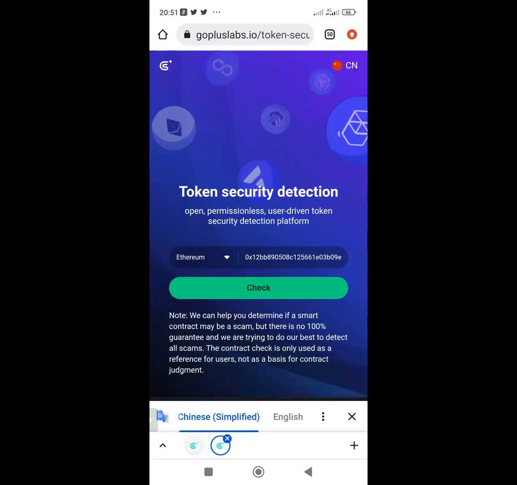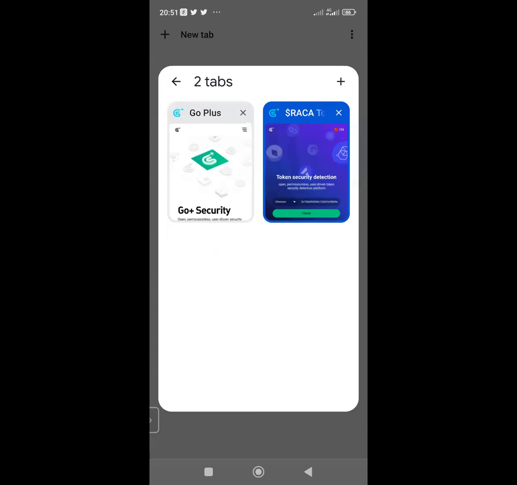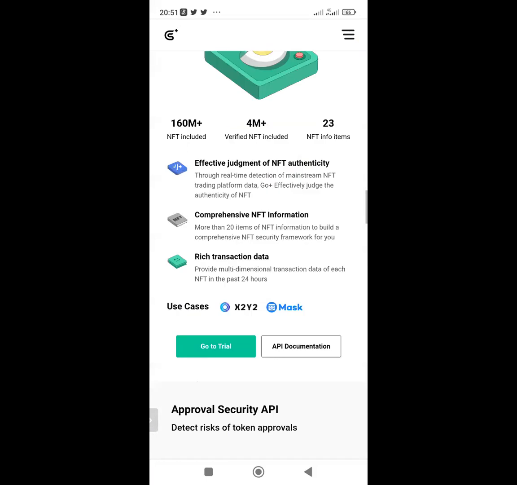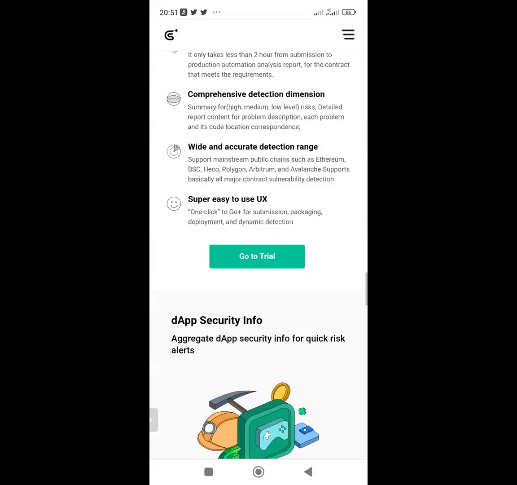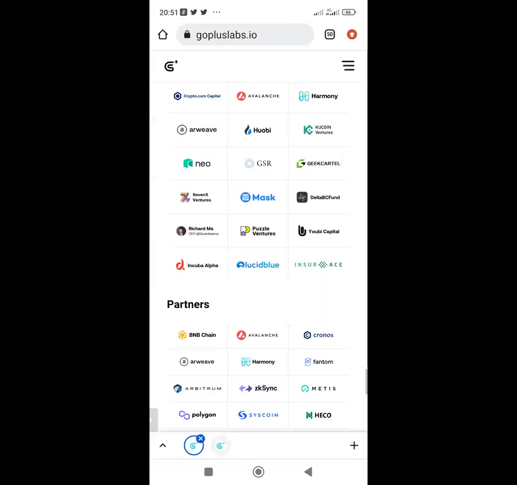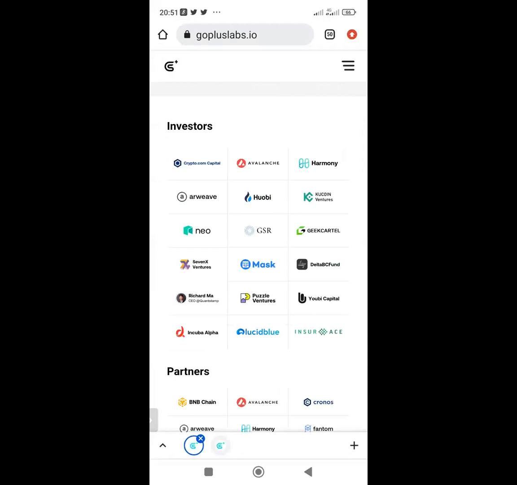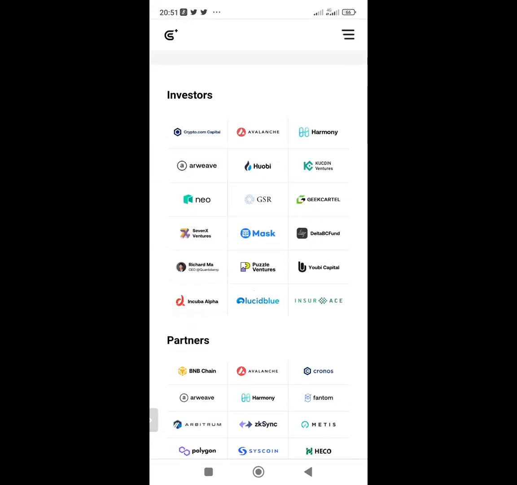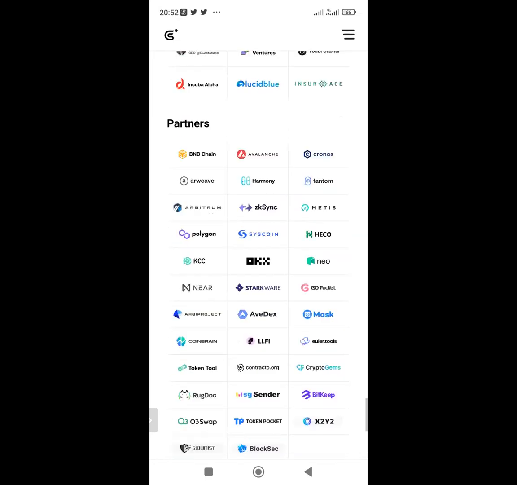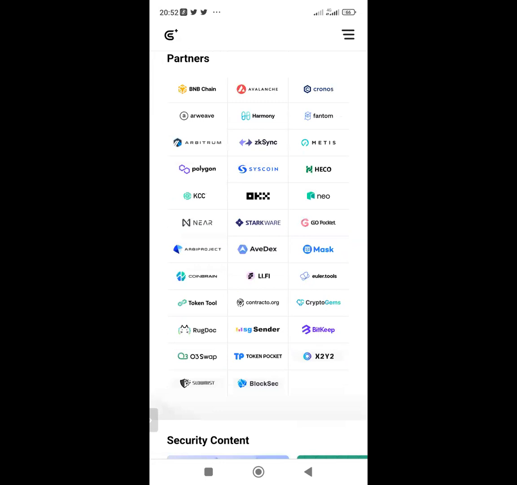You can see their partners. Look at Token Pocket. Big companies, many of them are just there. Look at partners everywhere. Crypto.com put money in. Avalanche, Harmony, KuCoin, Max, 7X Ventures, and there are still many more. In fact, before I started this class, I still saw some venture capitalists. They are still in my DM, still asking me that they want to partner.